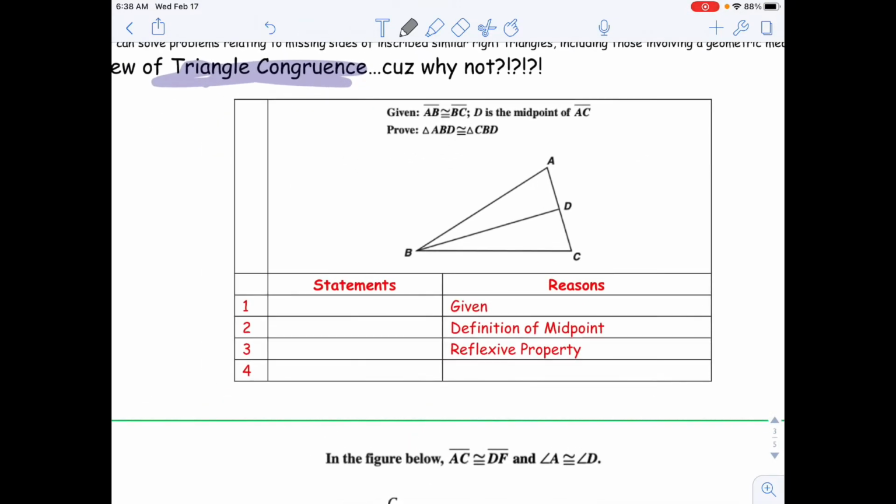So we're going to do a two-column proof, because why not? All right, given AB is congruent to BC, and D is the midpoint of AC, we're going to prove that triangle ABD is congruent to triangle CBD. All right, so this probably all sounds familiar, but you might have forgotten a lot of stuff. We haven't done a two-column proof in a long time. Let's just take it slow.